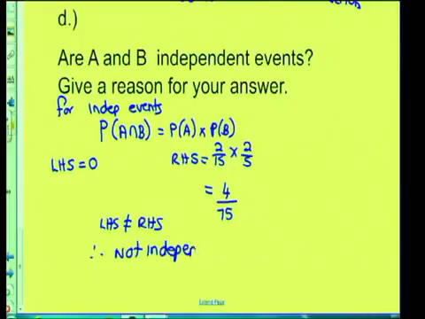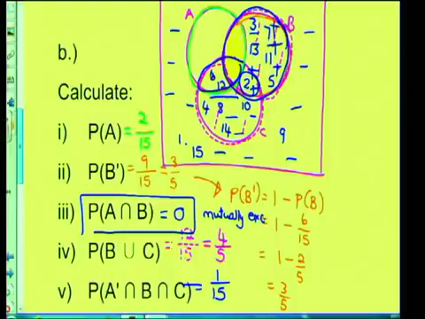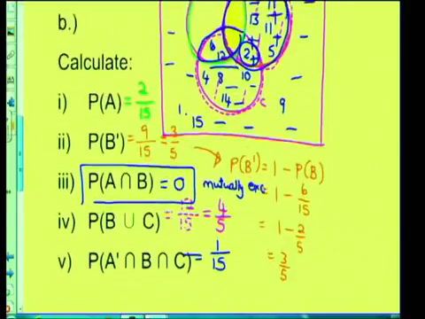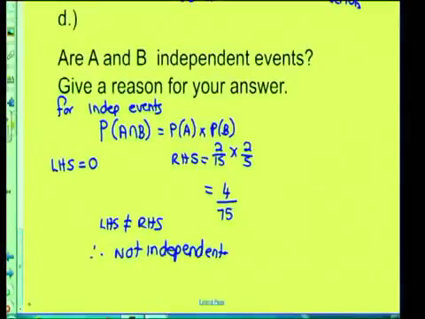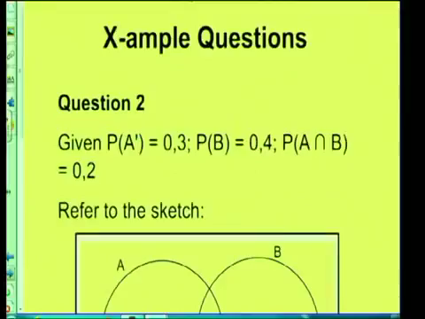Now, think about it. What did those two sets represent? A was the multiples of 6, and B was the prime numbers, if I remember rightly. So what are they doing? They're saying, are they independent of each other? And according to my rule, it's no. Right, let's move on to the next question.